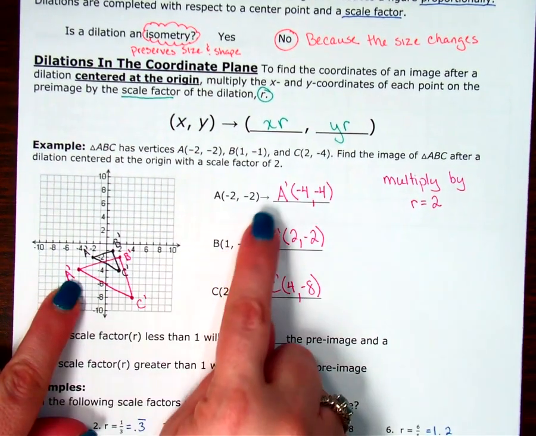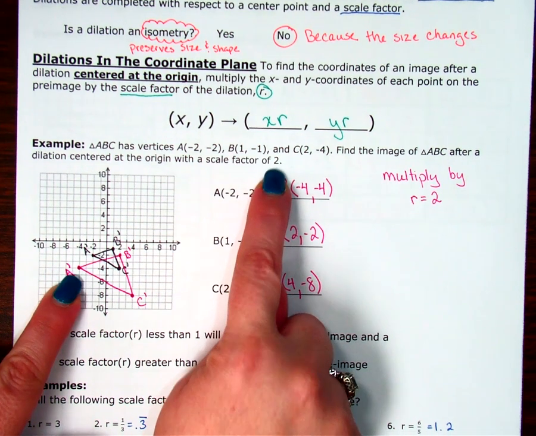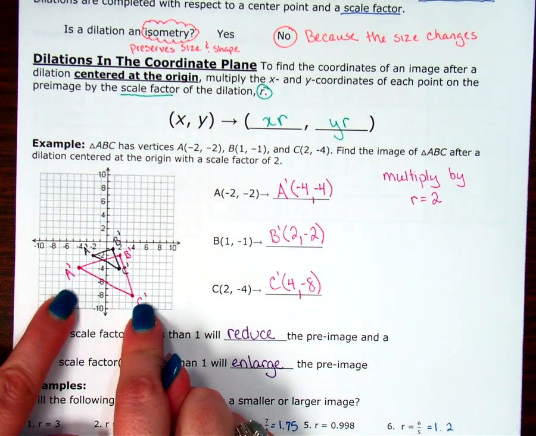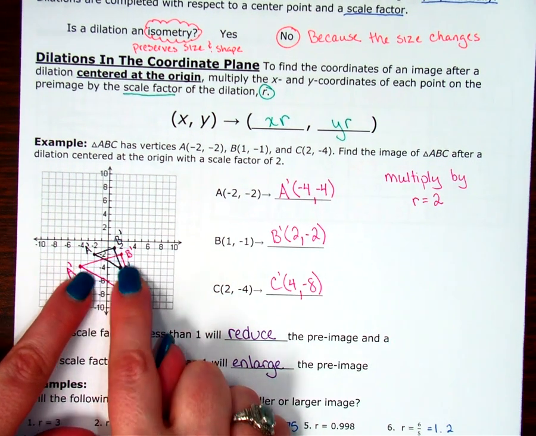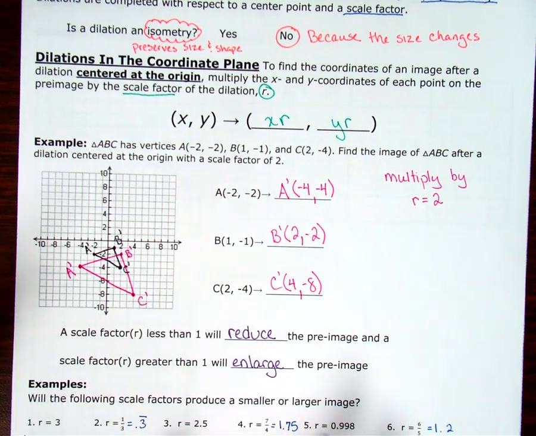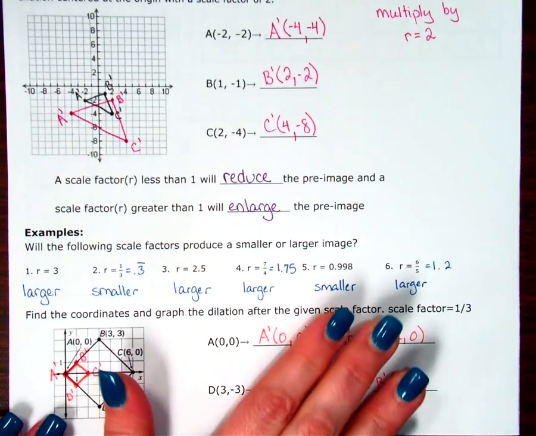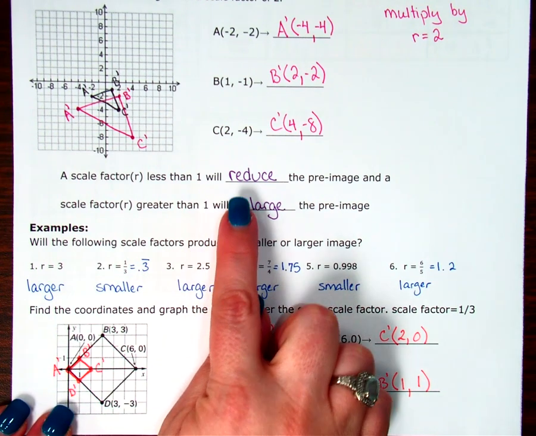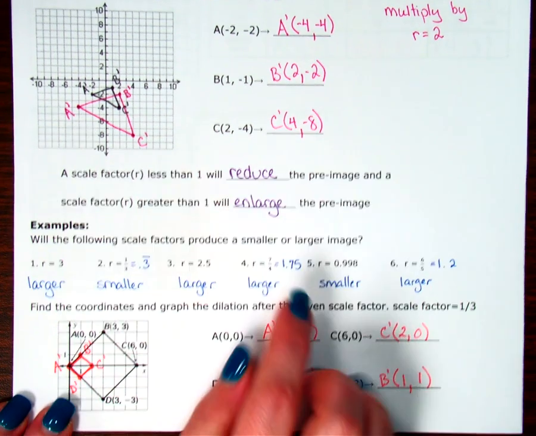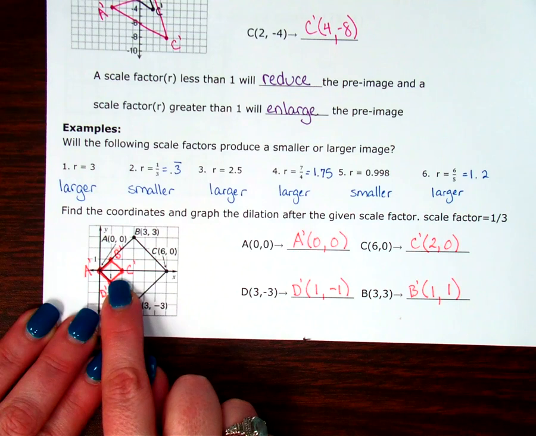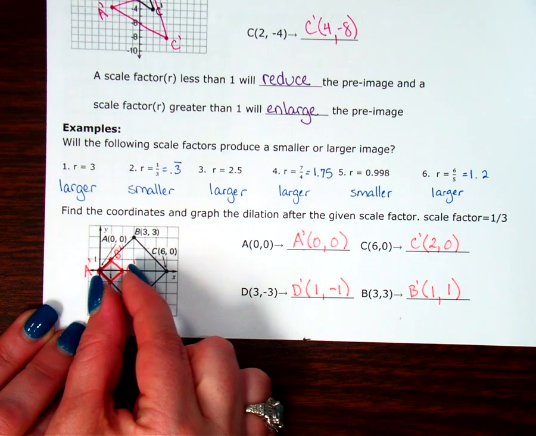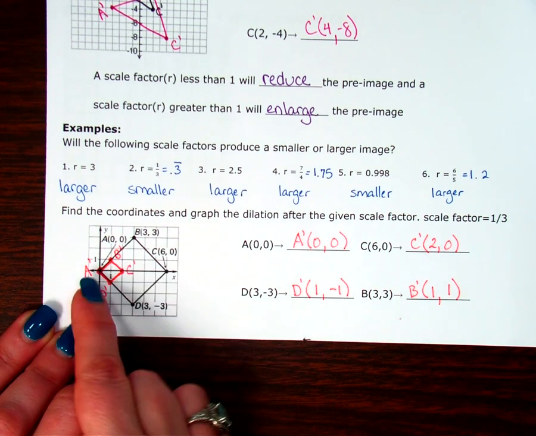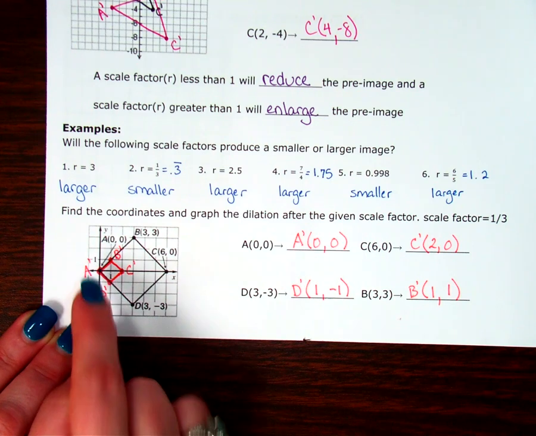And notice when you have a scale factor larger than 1, you're going to grow bigger and you're going to move away from the origin by a factor of 2, or whatever that scale factor is. And then you will reduce if you have a scale factor less than 1. Here's an example of that. And notice my whole image moved closer to my center of dilation, my origin.